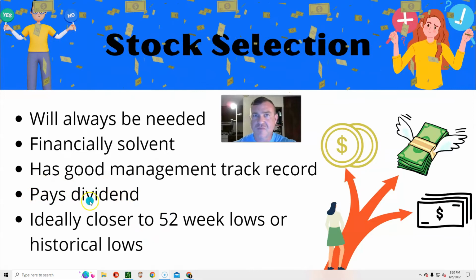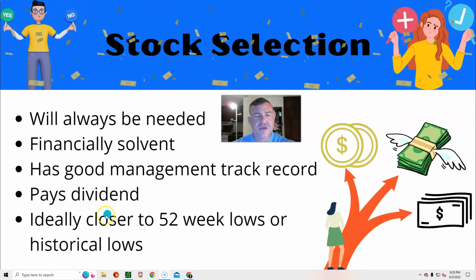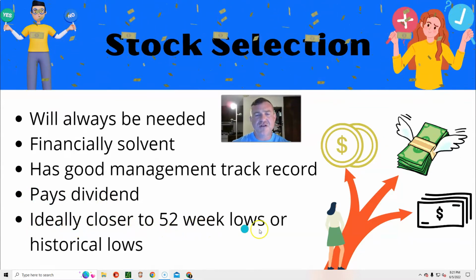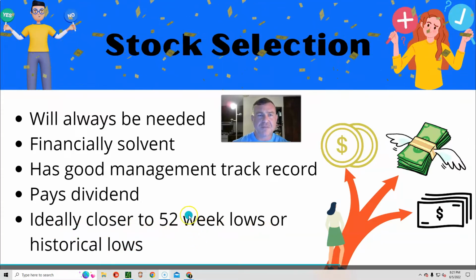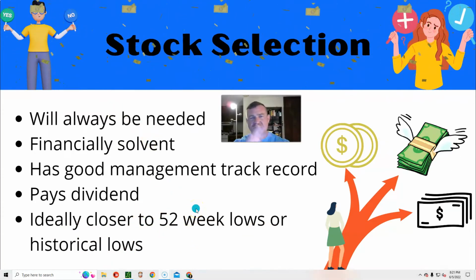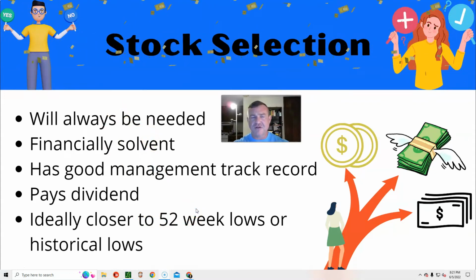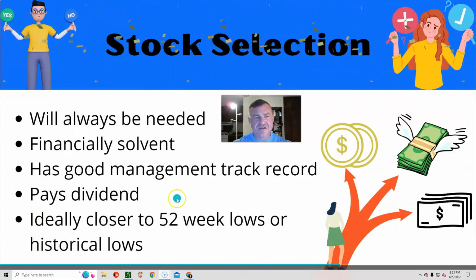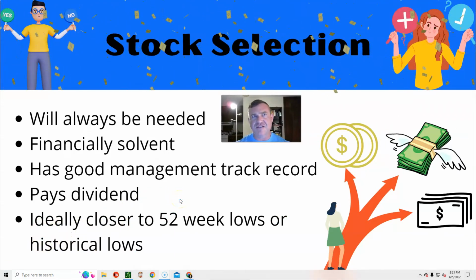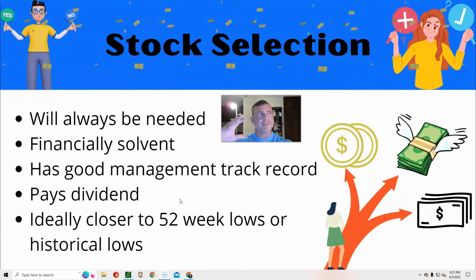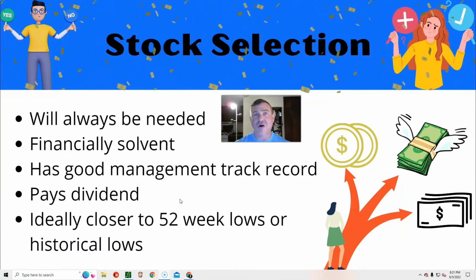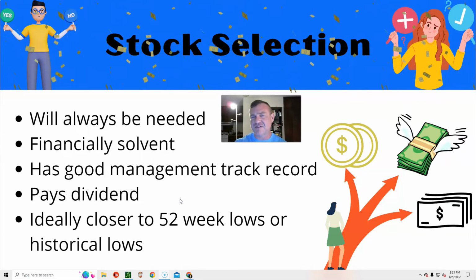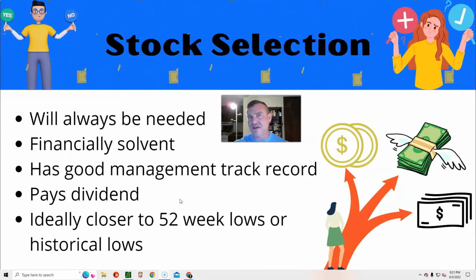Pays a dividend. I like them to pay a dividend. Now, also ideally closer to the 52-week low or historical lows. So there's a balance here. You might have to look for a few things. For this one, what you're trying to avoid is just writing a put option on something that's overpriced or at historical all-time highs, when you might be able to get something that's at historical all-time lows and get a better deal on it.